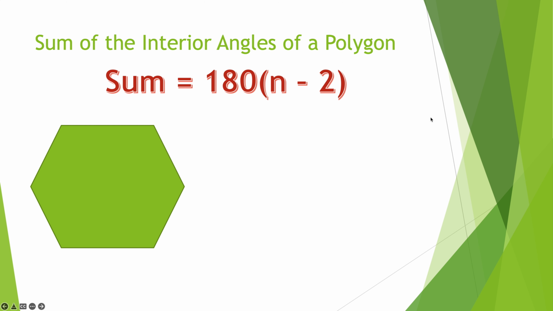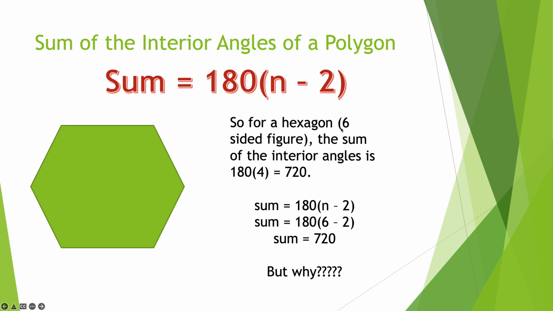So let's have you try a hexagon. What would be the sum of the interior angles of a hexagon, which is a 6-sided figure? Stop and start. Okay, so 6 minus 2 is going to give you 4, and 180 times 4 is 720. So for a hexagon, 6-sided figure, the sum of the interior angles is 180 times 4, right? Because 6 minus 2, as we wrote right here, is 4. 180 times 4 is 720.